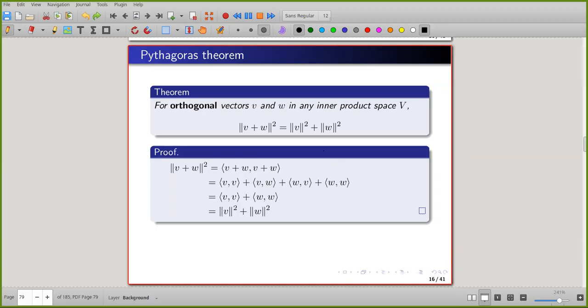I don't understand why I've called this Pythagoras theorem, but anyway, never mind. Let's go ahead. More generally, for any orthogonal system v1 through vn, we have norm of v1 plus dot dot up to vn square is equal to norm of v1 square plus dot dot up to norm of vn square. The same proof will work, so this is also obvious.